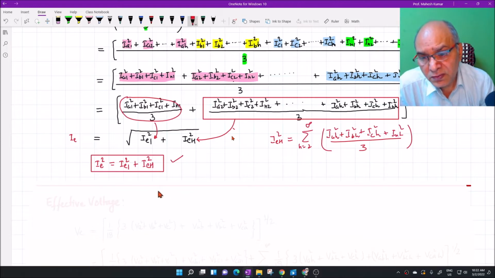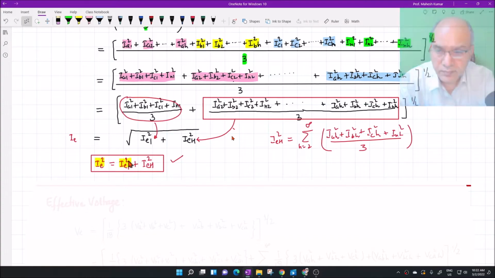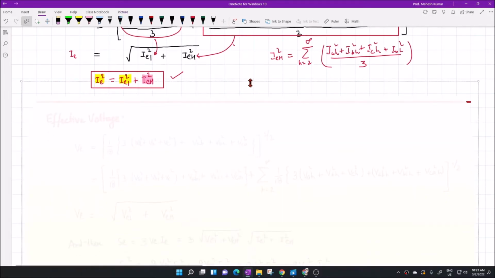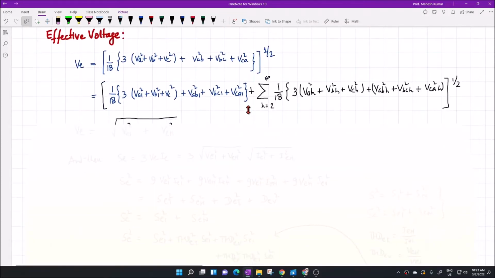So what is the difference between the previous and this expression? In the previous case, there were no harmonics. So in that case, IE square was just IE1 square. But now there is an additional term, that is IEH square. That takes care of the harmonics of the equivalent current. All right. Similarly, we can find out the effective phase voltage, or VE.